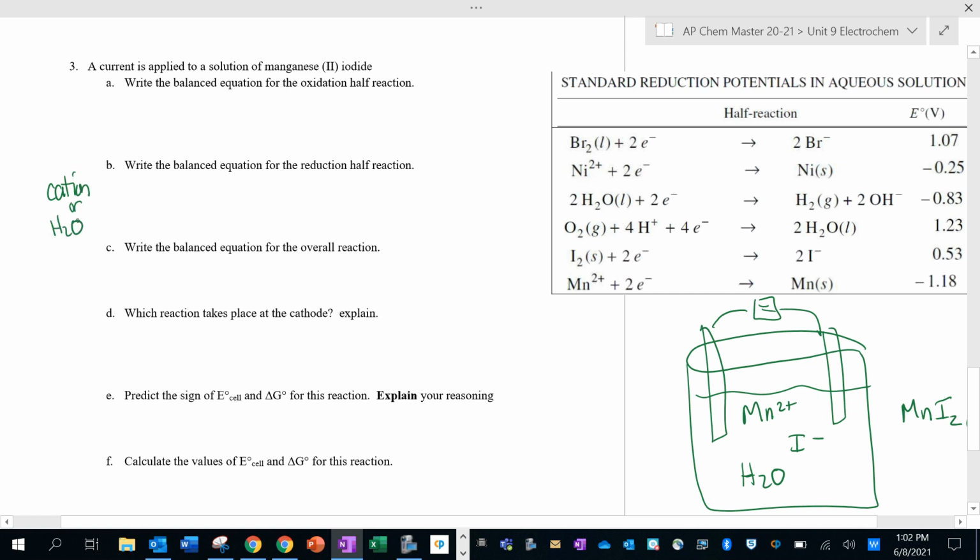Anions are already negative, so they're not going to be reduced. They're not going to want to take more electrons. So for your reduction, it's either going to be the cation or it's going to be water. So let's look at our cation in this case. Manganese is our cation.